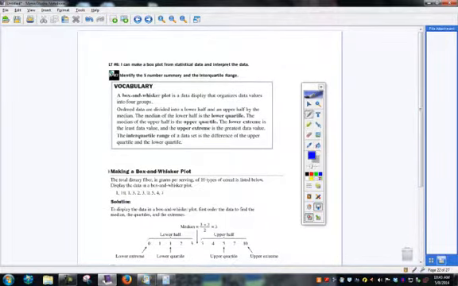Your two learning targets for today are learning target number 6, I can make a box plot from statistical data and interpret the data. So it's no different than making a dot plot, or making a histogram. You're going to have to make one, and then you're going to have to be able to interpret what's going on with it. Okay? Now, along with that, and this is all going to be connected, you are going to be able to identify the 5-number summary and the interquartile range.